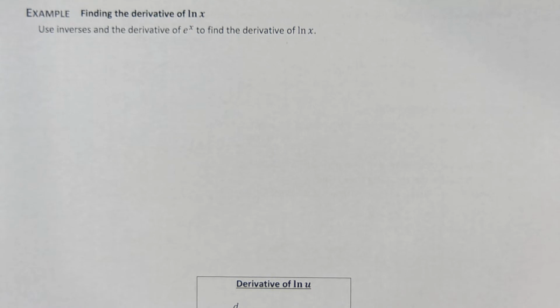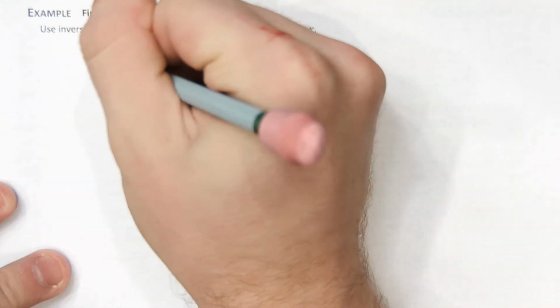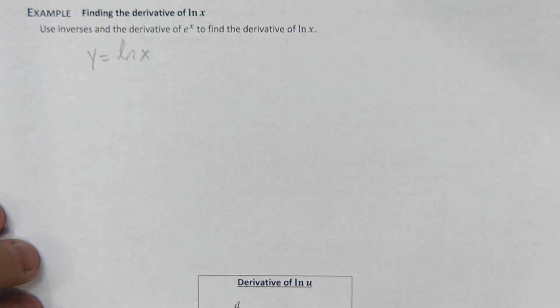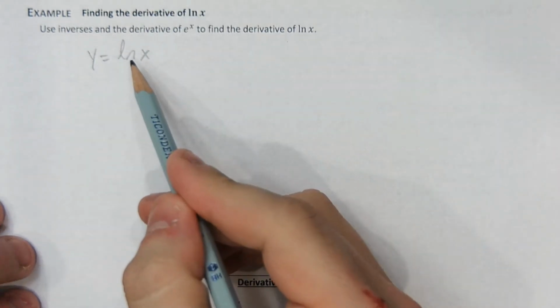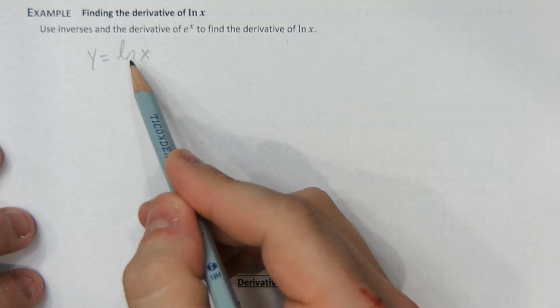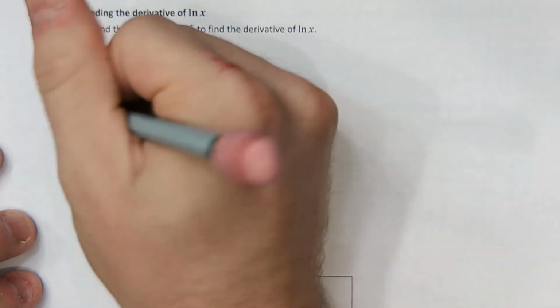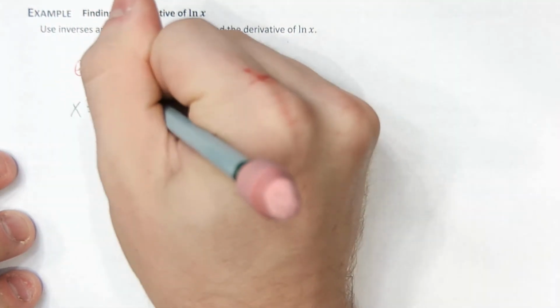So I've given you the directions to use inverses and the derivative of e to the x to find the derivative of ln of x. Remember what we wrote on the front. The derivative of e to the x is e to the x. Okay, so y equals the ln of x. I can cancel this ln on both sides if I use exponential base e. Like that. So what it's going to give me is that x equals e to the y.